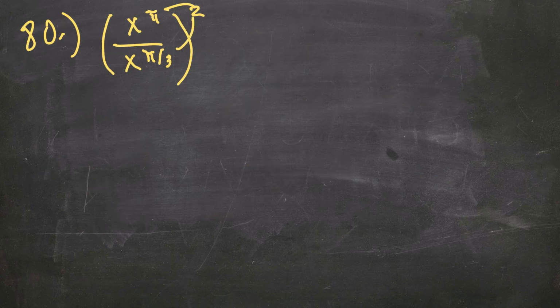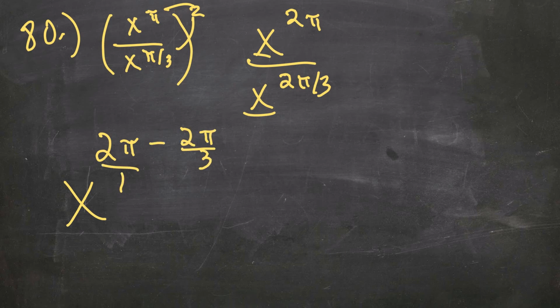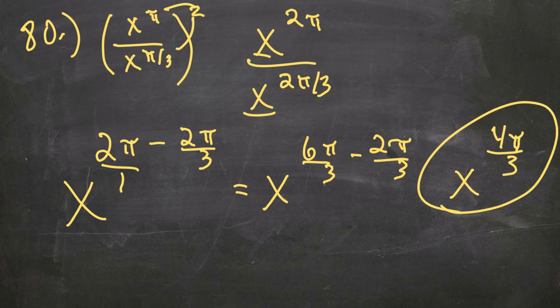Alright, 80, the 2 is going to go to both. So I get x to the 2 pi over x to the 2 pi radical 3. Now I have matching bases, so I make this x to the 2 pi minus 2 pi radical 3. I can't subtract them unless they have a common denominator of 3, so I multiply the top and bottom by 3. I get x to the 6 pi over 3 minus 2 pi radical 3 over 3. If you put it in radical form, you can get a bonus point, or half bonus point there. But you've got to mention I said so in the video.